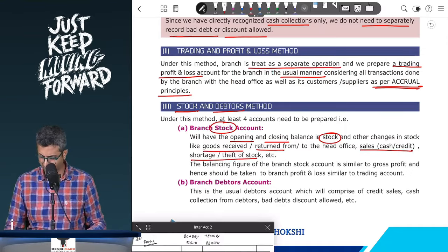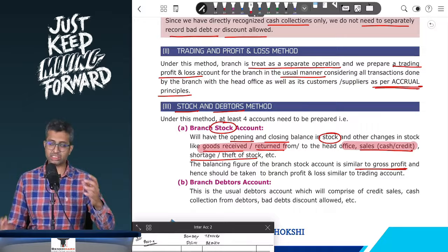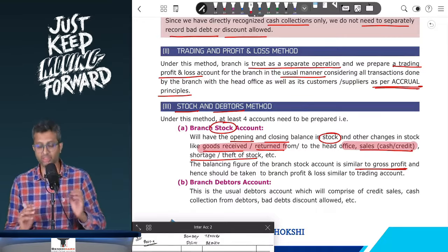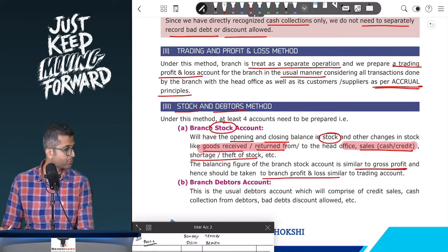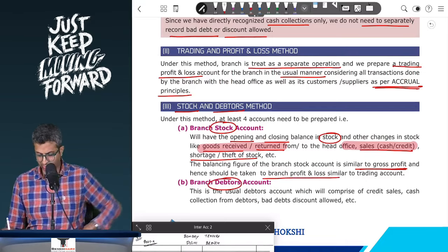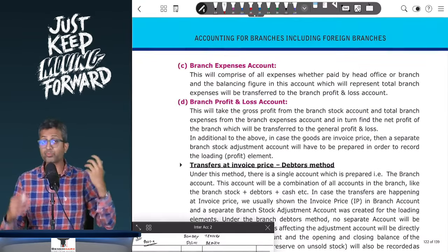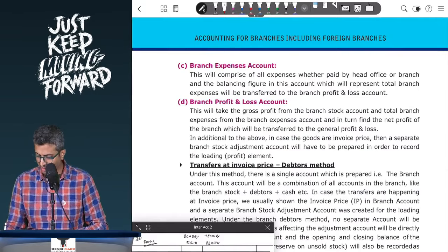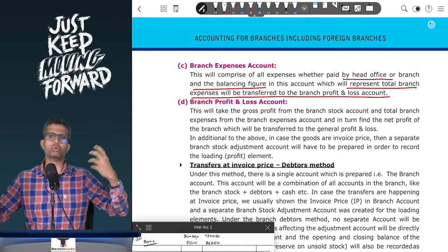The balancing figure in the branch stock account, if any, is similar to gross profit. Why? Because over here on the debits, we will have goods received, but on the credits, you will have sales, and hence the difference, if any, will be reflected in the profits. The balancing figure will be reflected as gross profit and should be taken to the branch profit and loss, similar to the trading account. Okay, next we have branch debtors. This is again the usual debtors account, which has credit sales, collection from debtors, bad debts, allowance, etc. We'll also have branch expenses. This will comprise expenses paid by the head office, and the balancing figure will represent branch expenses transferred to the branch profit and loss.